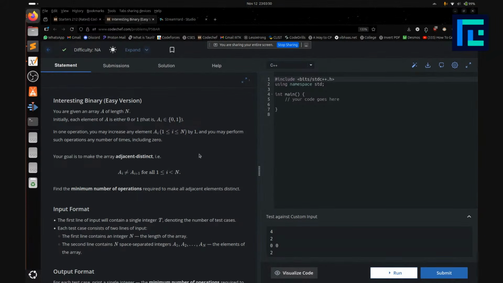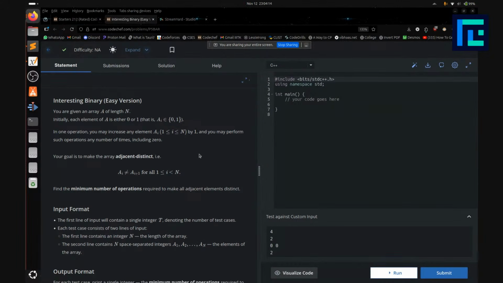Okay. Given an array A of length n, each element is either 0 or 1. We can increase any element by 1 and perform such operations any number of times. So basically, we want to make the array adjacent distinct. That is, a of i should not be equal to a of i plus 1 for all i. Find the minimum number of operations to do so.